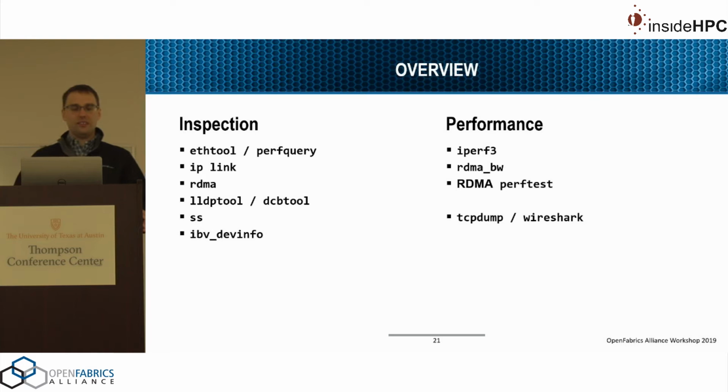The ones that I didn't talk about, because I'm not super familiar with them, are LLDP tool and DCB tool. Those are needed to configure the interaction of the NIC with the switches for the DCB protocol, and DCB is part of making RoCE networks lossless, so it's something that you often need to touch. But I think a lot of these should be familiar to everyone in the room.